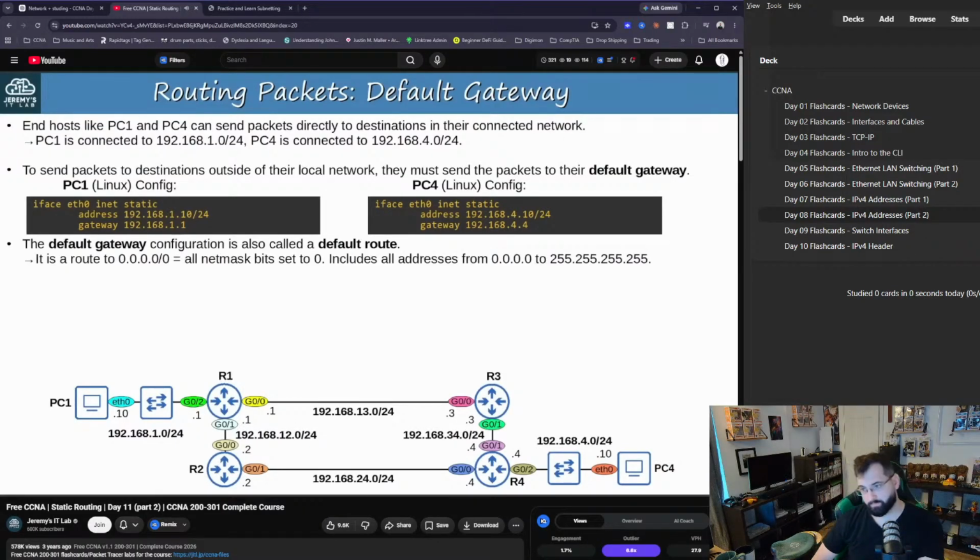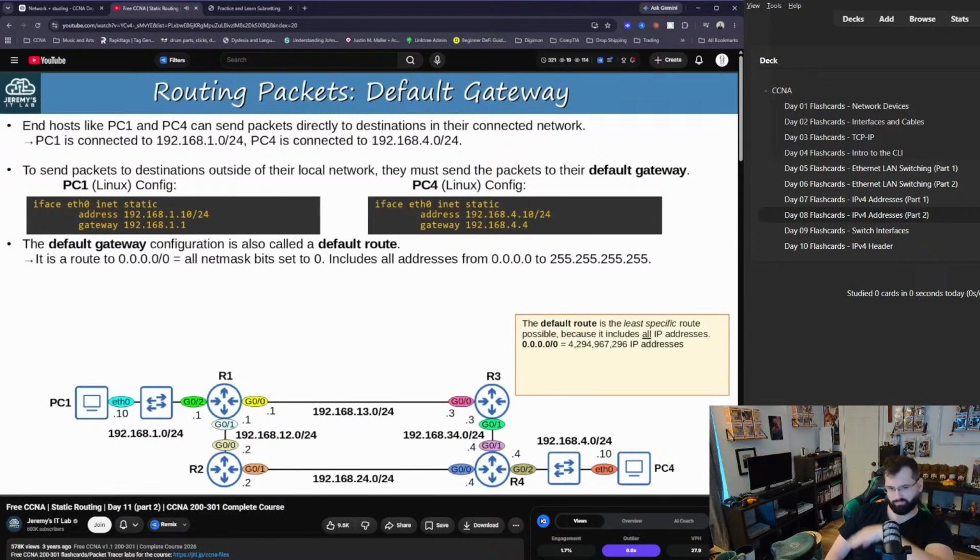Basically, it's a route to 0.0.0.0/0. All netmask bits are set to 0. None of the bits in the address are fixed. 0.0.0.0/0 includes all addresses from 0.0.0.0 to 255.255.255.255. It's a route that includes everything. Remember the concept of most specific matching route in the previous video? Well, the default route is the least specific route possible because it includes all IP addresses. 0.0.0.0/0 includes over 4 billion IP addresses. On the other hand, a /32 route, like a local route, is the most specific route possible.